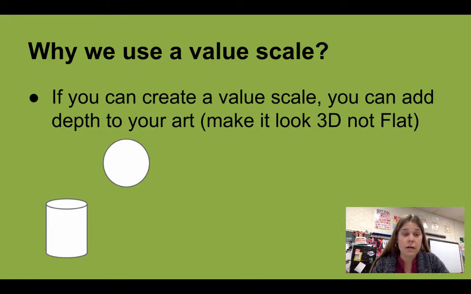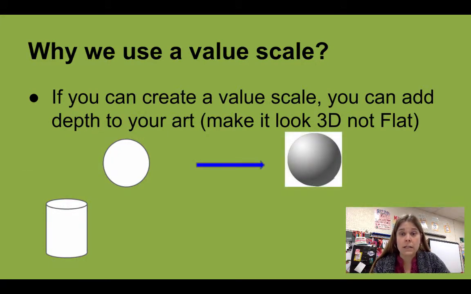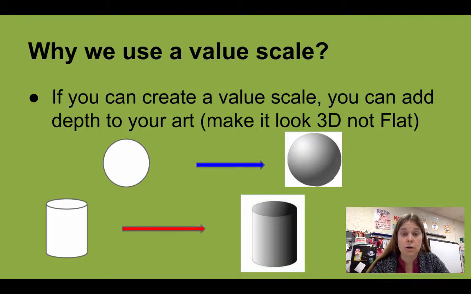So right here we have a circle, but we want it to look like a sphere. So in order to do that, we have to add value. Lights to darks. Here's a cylinder, but we want to make that look 3D also. So we add lights to darks. But where do we put the darks and where do we put the lights?